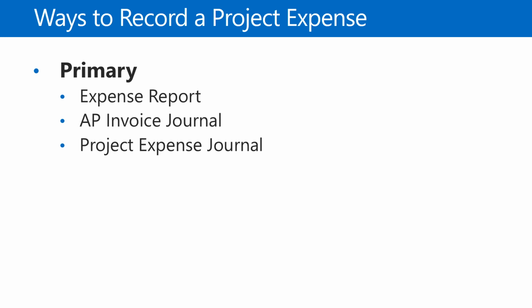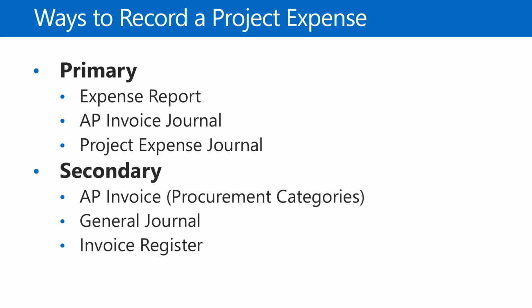AP invoice journal is a pretty common way, or a very common way, I should say. So if you receive an invoice and you just want to code it to a project, it will show up on the project as an expense. And then project expense journal is another common way, and we've already talked about that in one of our previous courses.